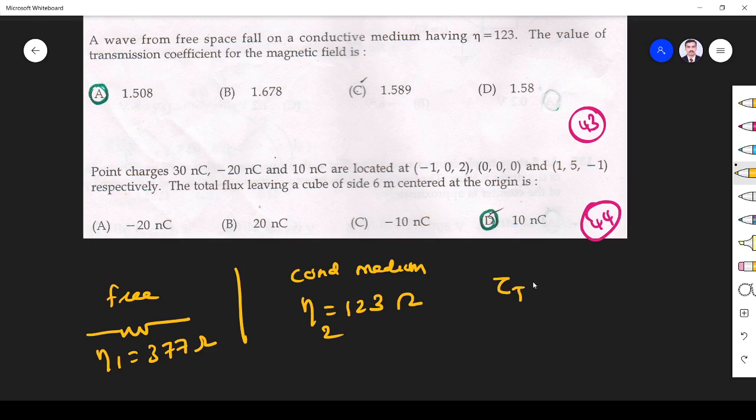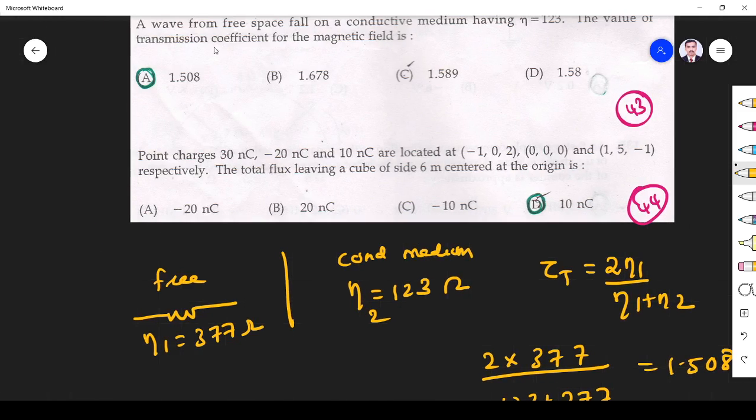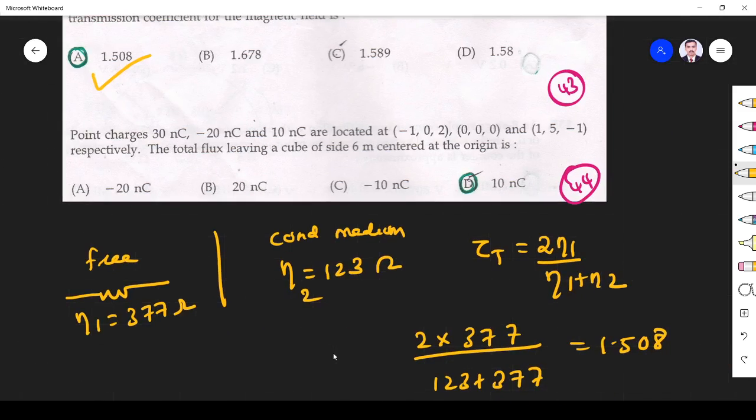Transmission coefficient is tau t, which is given by 2 eta 1 divided by eta 1 plus eta 2. Right? So what will happen? This is simple. Just substitute 2 into 377 divided by 123 plus 377. If you simplify, it will give 1.508. That is our transmission coefficient. Right? Okay, so option A is the right answer.